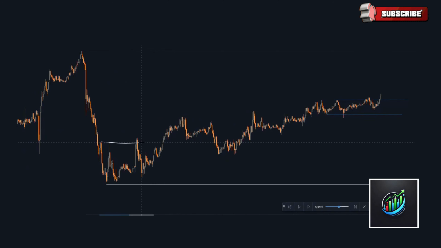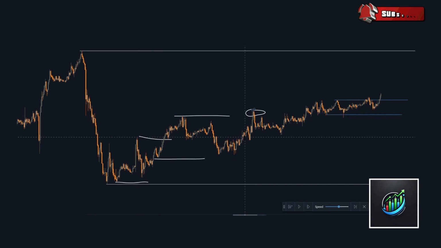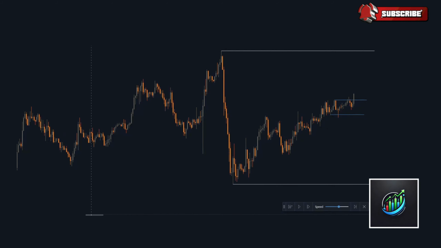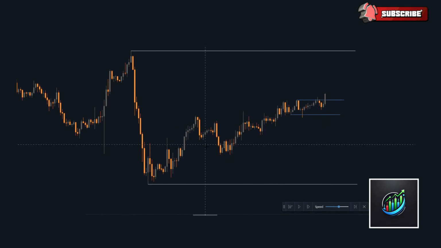That we broke that range high, started creating higher highs and higher lows, broke structure right here, created higher highs and higher lows, and so on and so forth. So if you were simply just looking at this larger range, you'd be sitting on your hands doing absolutely nothing. Whereas if you understand market structure and the substructure within that range, you can still look and still trade the overall price action that we're seeing within the range itself.